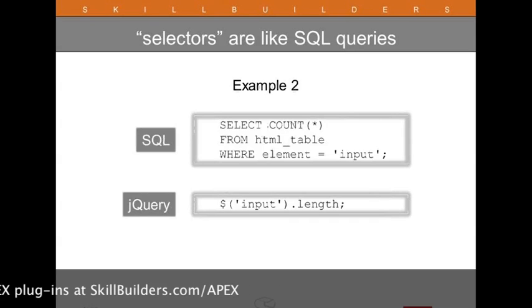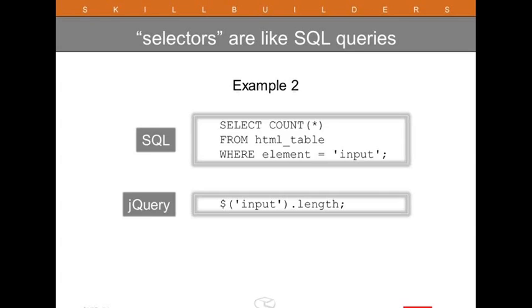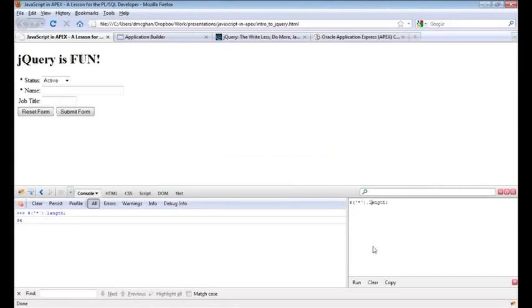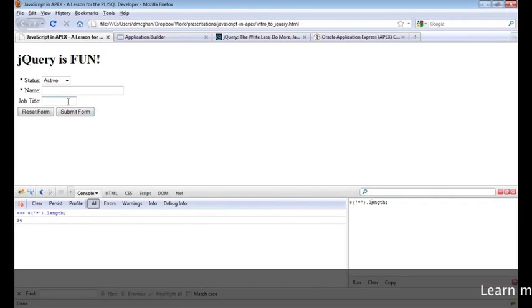Next example. This time we're adding a where clause to our select statement. So rather than seeing all of the rows, I only want to see the rows where the element is an input. Now for those of you that are familiar with HTML, when you look at that web page, you may think you see two inputs, 1 and 2. Fact of the matter is that there's 3 here.